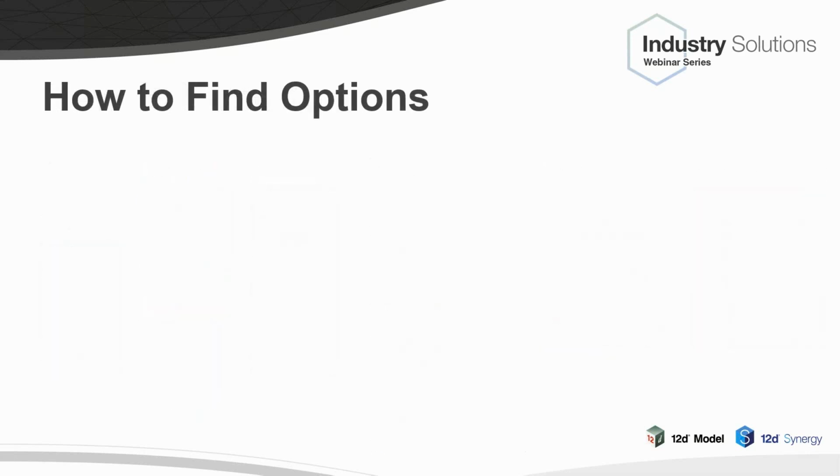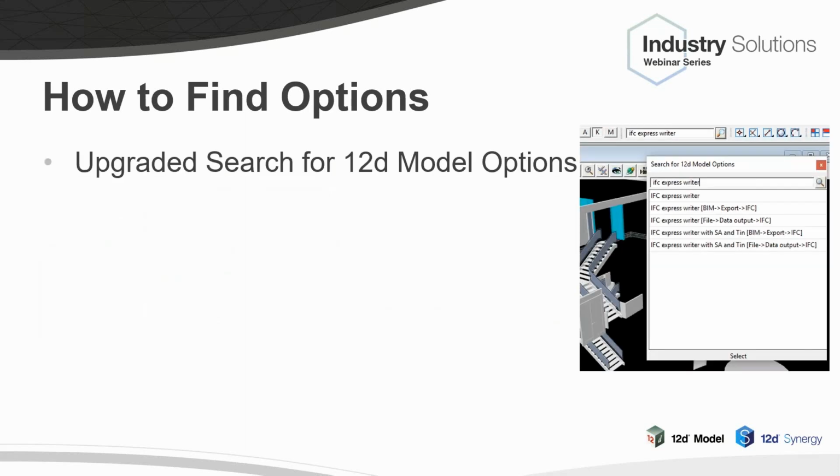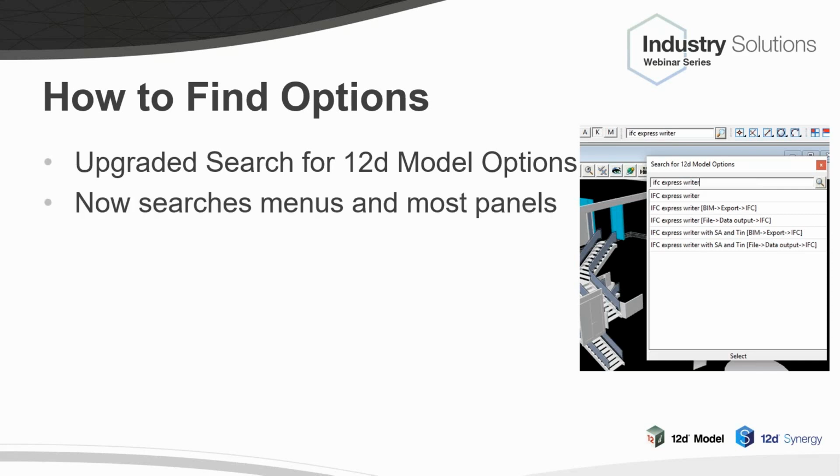Now, we've moved all these options around, but how on earth are you going to find them? Well, basically, we've updated our 12D model option searcher. That's an image from C2C, so it mightn't look that way in your existing version, but you'll get it shortly. So what this does now is it searches not just the menus, which we did in version 12, but also the titles in most panels. So when you type in something, you're searching not only the menus, but also the panels.